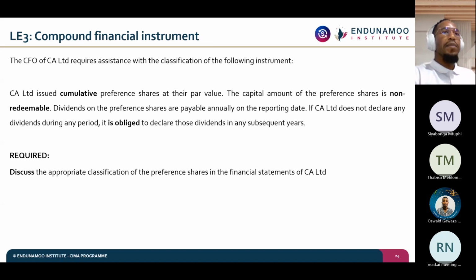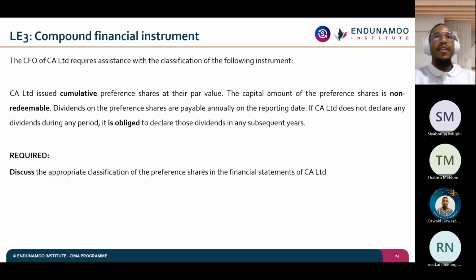Let's now take lecture example number 3. Again, the CFO needs assistance with classifying the following instruments. CA Limited has issued cumulative preference shares at their par value. The capital amount of the preference shares is non-redeemable. Dividends on the preference shares are payable annually on the reporting date. If CA Limited does not declare any dividends in any period, it is obliged to declare those dividends in any subsequent year. So it's the opposite of what we had in lecture example number 2.